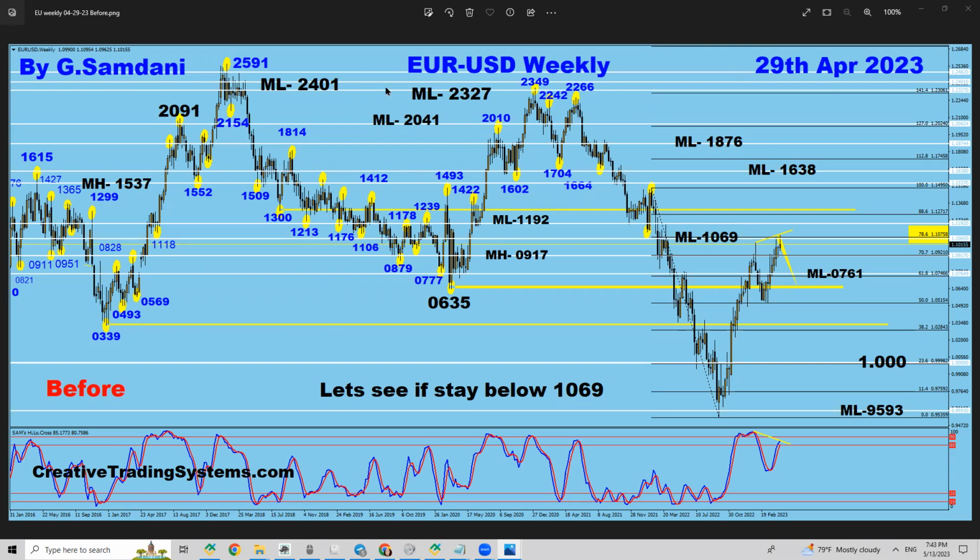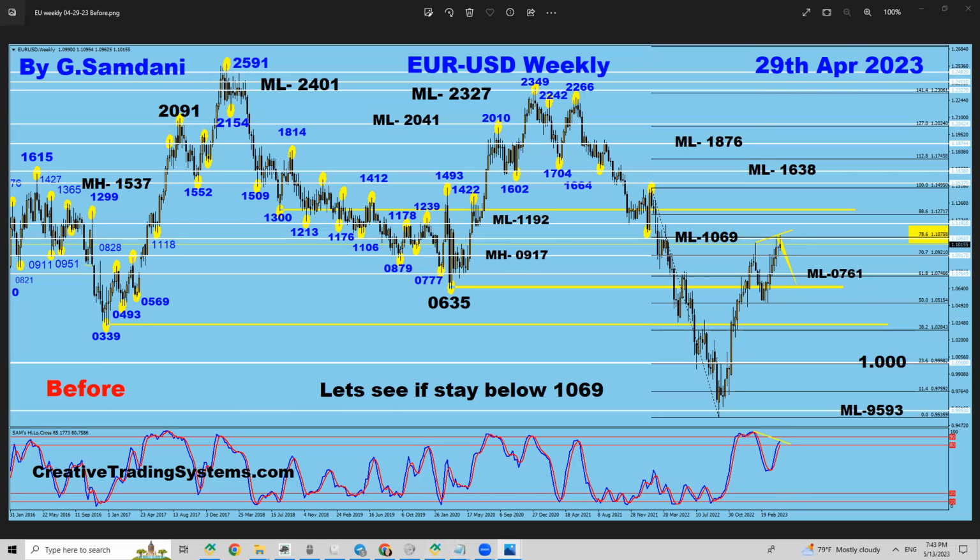So let's get started. This is the Euro USD chart I made on the 29th of April. I said that somewhere here, because there is a divergence going on, the 78.6% and 1069, and 3 or 4 different reasons, a confluence, it is going to drop from there, hopefully, and come down to maybe 0761 or even 0635. That would be the idea from April 29.